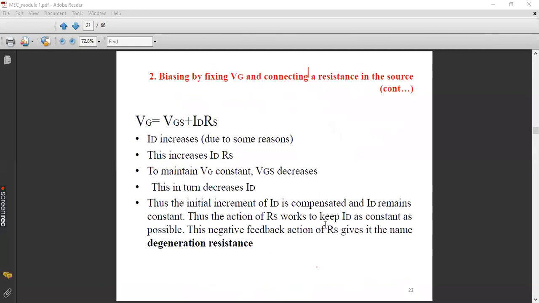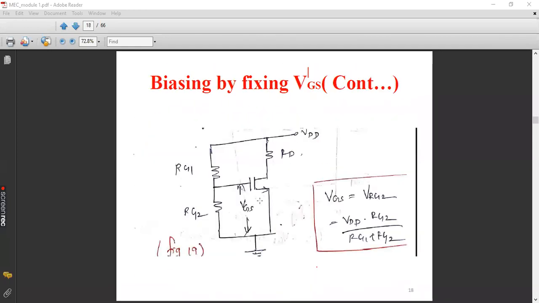I'll show that circuit once again. See, this was that circuit: RG1, RG2 without any RS.